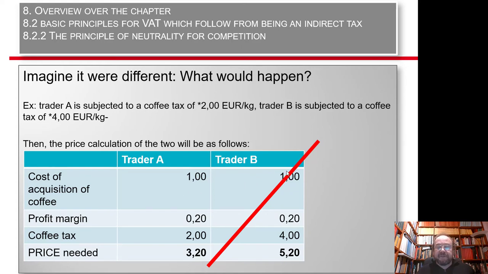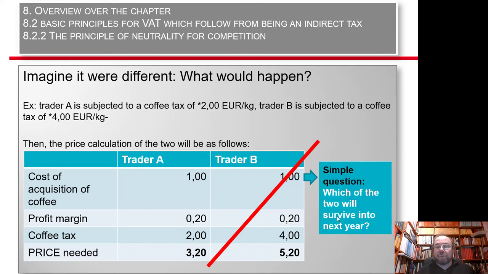Trader A would have cost of acquisition of €1. Trader B would have the same. Profit margin desired by both shall be also equal, 20 cents. Now, coffee tax shall be for A €2, for B €4. So their necessary price demands would be for A €3.20, for B €5.20. Now there is one question: which of the two will survive into next year?